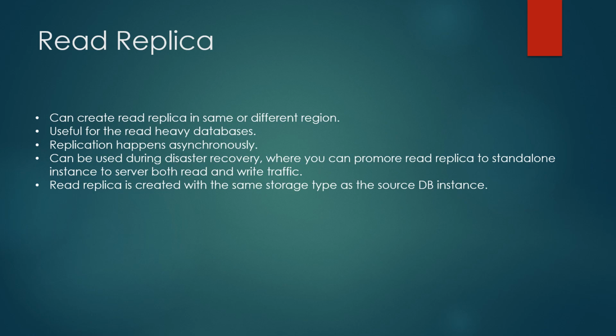Another use case is business reporting or data warehousing scenarios, where you might want business reporting queries to run against a read replica rather than your primary production DB instance. Another is implementing disaster recovery. You can promote a read replica to a standalone instance as a disaster recovery solution if the source DB instance fails. By default, a read replica is created with the same storage type as the source DB instance. However, you can create a read replica that has a different storage type from the source DB instance.